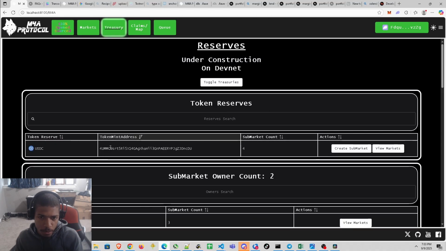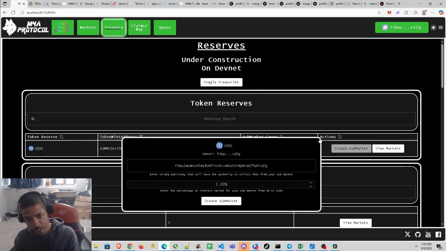This first table shows the token reserves. It's USDC that's been made. There are 4 submarkets. You could create a submarket with a fee between 0% and 100%. You just put in the fee recipient. By default, it's the public key that's signing, but you could change it to be the public key of whatever wallet you want to be able to take the fees out.